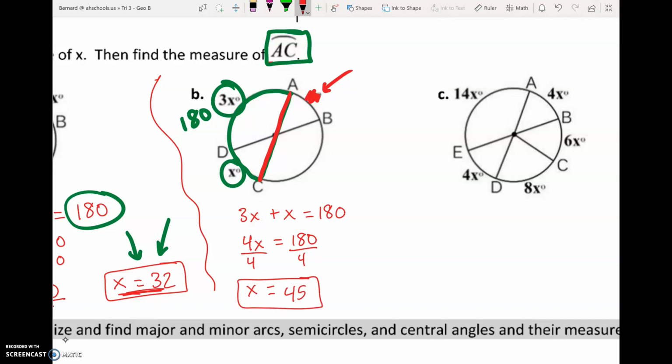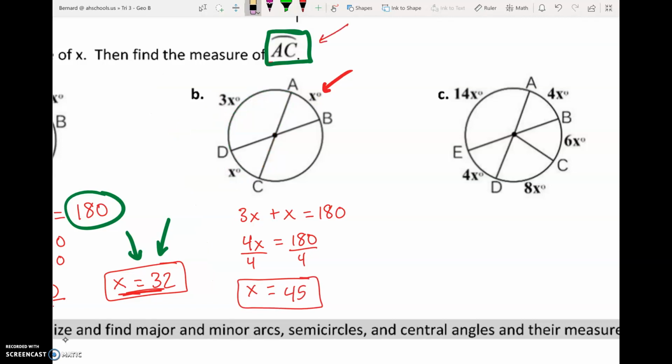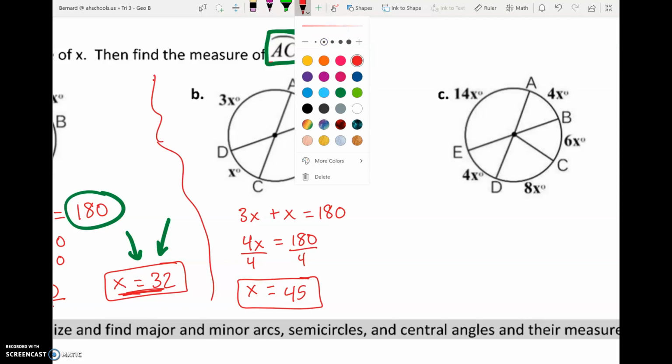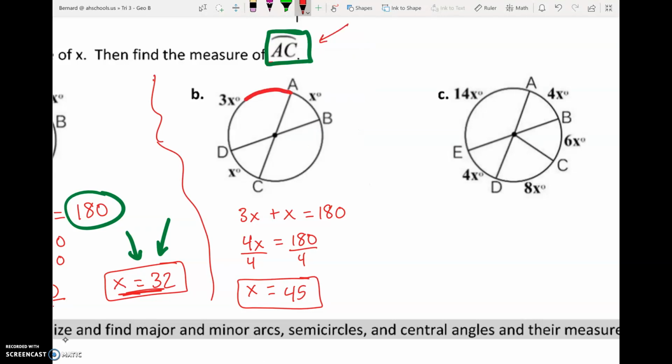Now, they want us to find arc AC. So let's figure out what arc AC is. And so we will connect from A to C. And so that's arc AC right there. Actually, that original arc that we highlighted on the circle. And so arc AC, again, is two parts, a 3x part and an x part.